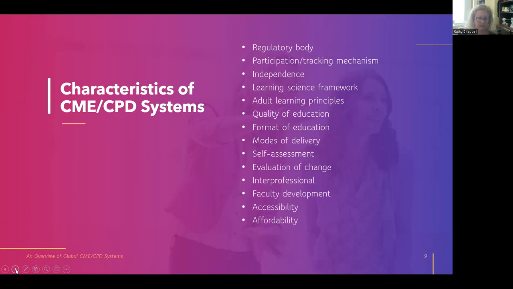And then the last things: are the systems accessible, and are they affordable to physicians that work in the countries, or I would say as a nurse, to all healthcare professionals who work in that country or region? So, those are the major elements or characteristics of CME CPD systems.